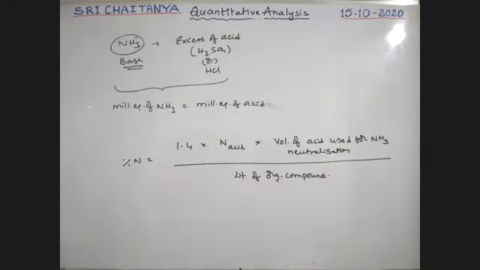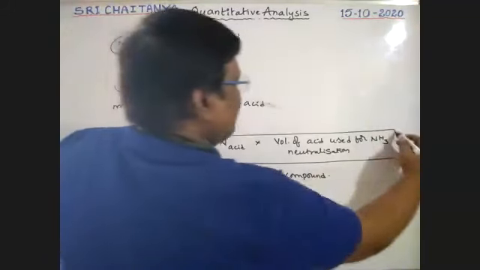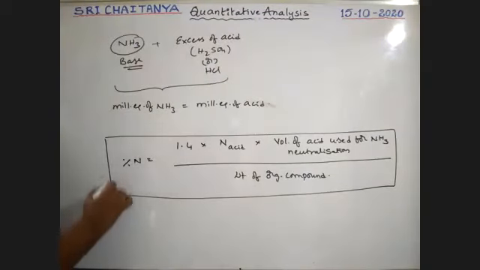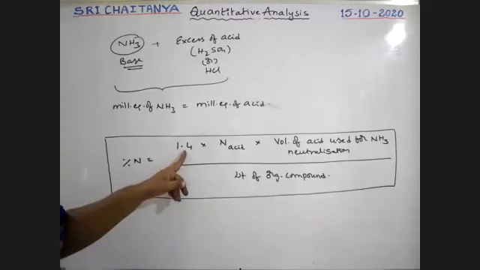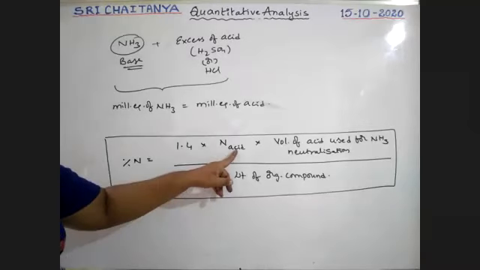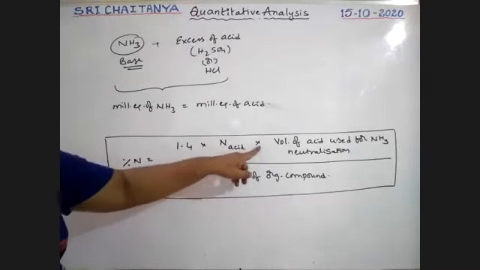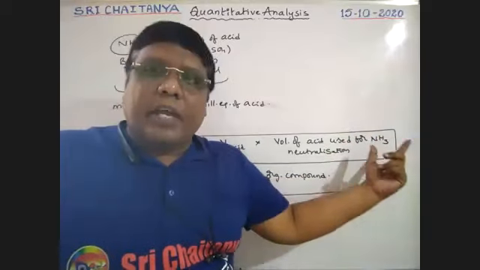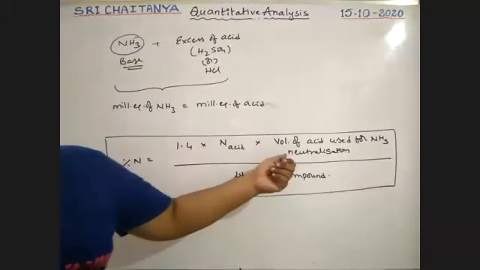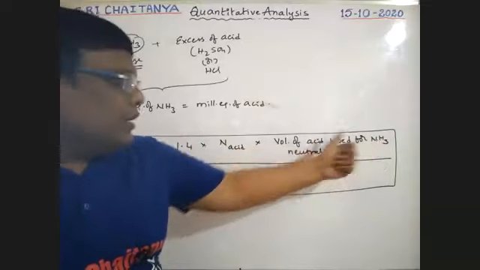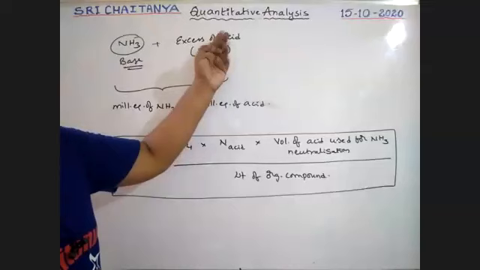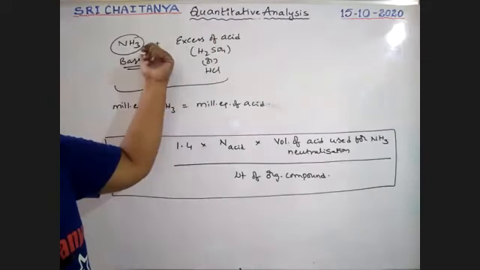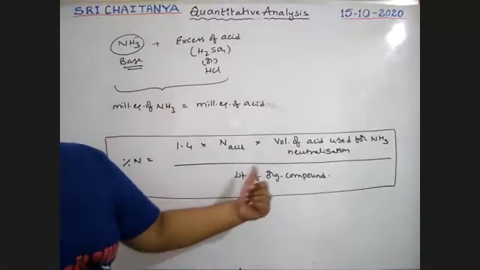It is the formula, boys. Please note down this formula. This is the formula used to calculate percentage of nitrogen by Kjeldahl's method. Percentage of nitrogen is equal to 1.4 into normality of acid into volume of acid used for ammonia neutralization, because ammonia is a base and acid is an acid. So it is an acid-base reaction, that is a neutralization reaction. How much acid is used for neutralizing this ammonia, by weight of organic compound.